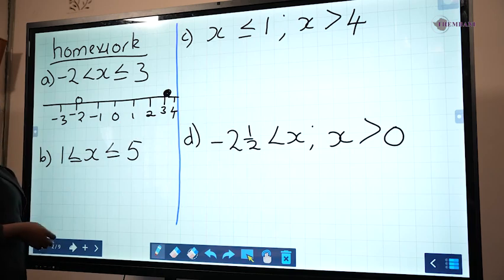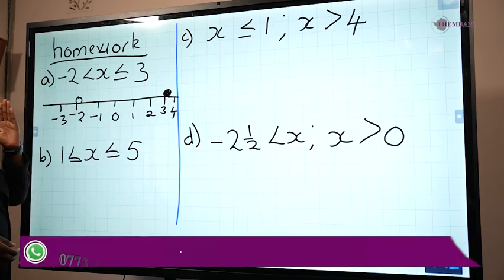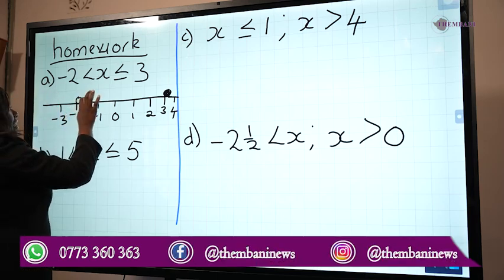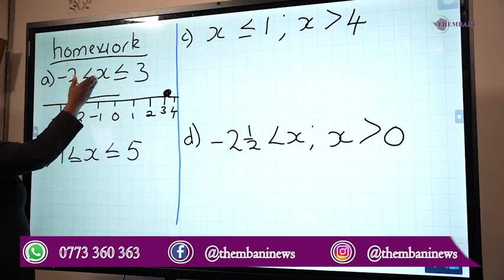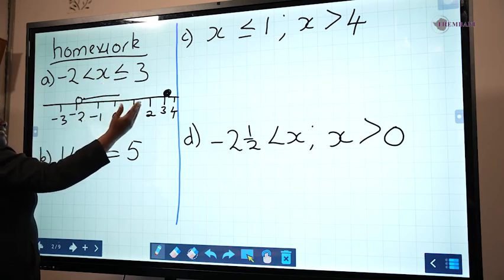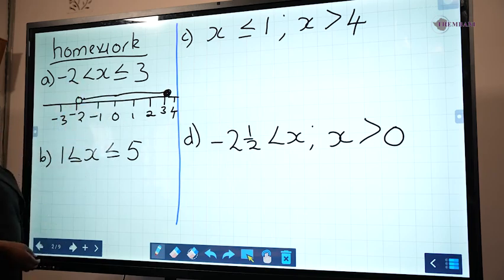Then from there we read our inequality. -2 is less than x. So x is numbers which are greater than -2, which are numbers in this direction. Then from here we are saying x is less than 3. So numbers which are less than 3 are numbers which are moving in this direction. So this becomes our solution. I hope you got it correct.